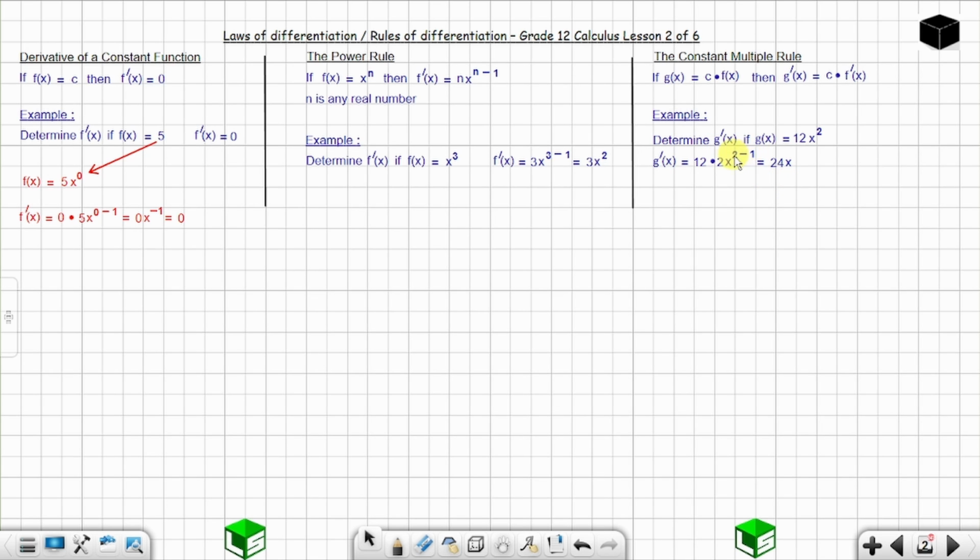2 minus 1 is 1. So the final answer is 24x. Okay, now let's see the last rule, which is the sum and difference rules.